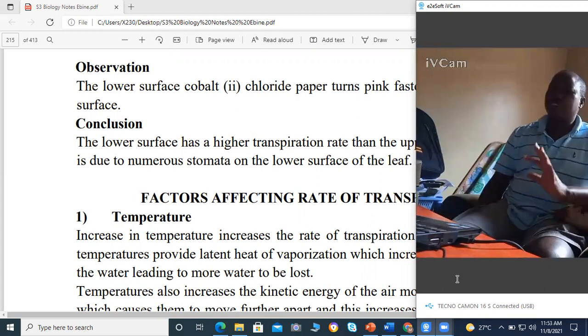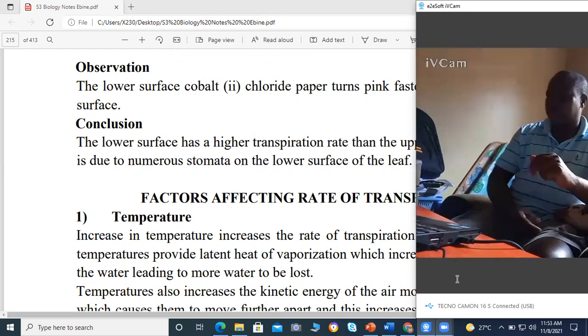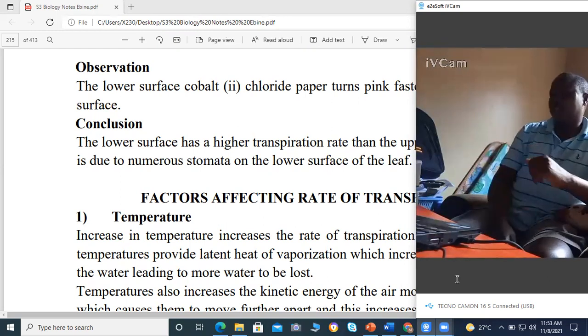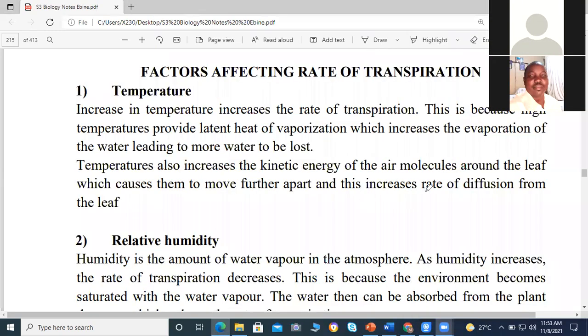So there are mainly two aspects to explain this. One is that increase in temperature increases the latent heat of vaporization, which increases the tendency of water escaping into the atmosphere. Secondly, that same temperature increases the kinetic energy, and kinetic energy increases the speed of movement of molecules from the leaf surface, and therefore there is an increased rate of diffusion from the leaf. That means that more water molecules evaporate.